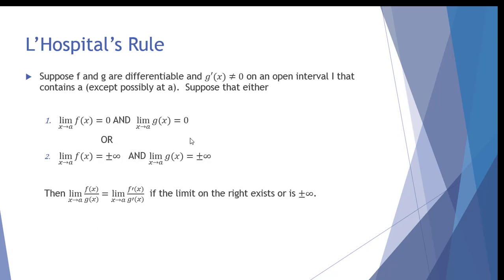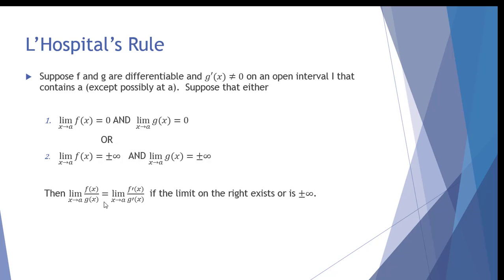Then the limit as x approaches a for the quotient of f of x divided by g of x is the same as the limit as x approaches a for the ratio of their derivatives, the derivative of f with respect to x divided by the derivative of g with respect to x, assuming that the limit on the right actually exists or is plus or minus infinity. Because remember, technically if you get infinity it doesn't exist, but we're okay with the infinities.